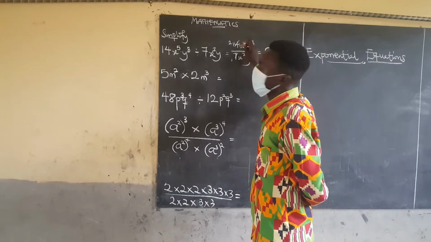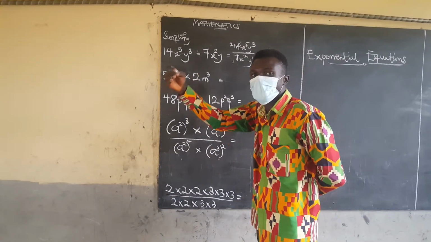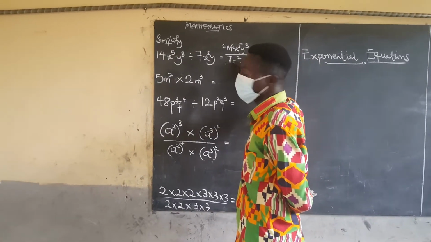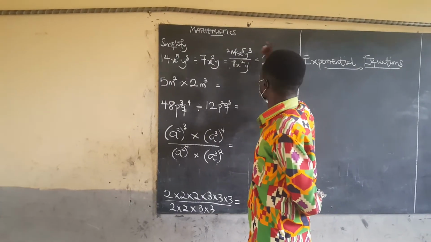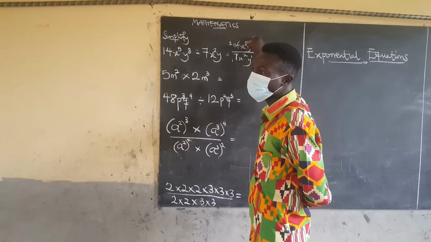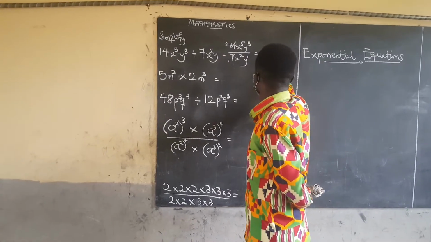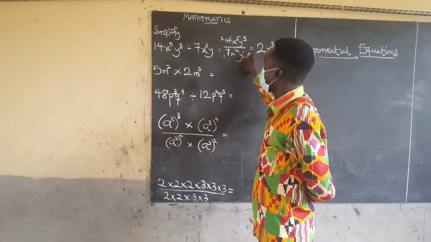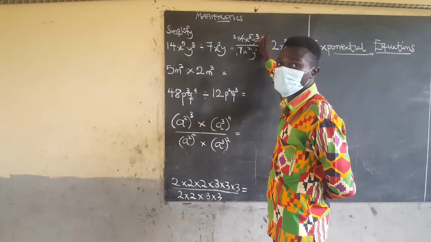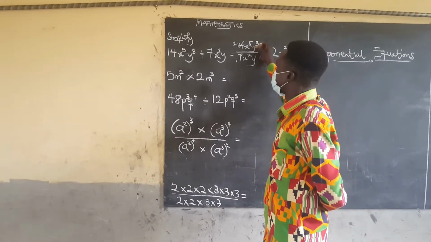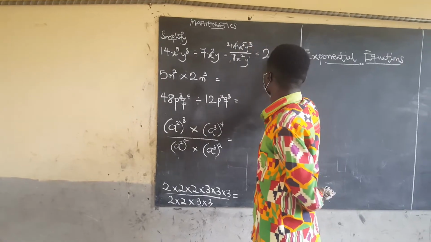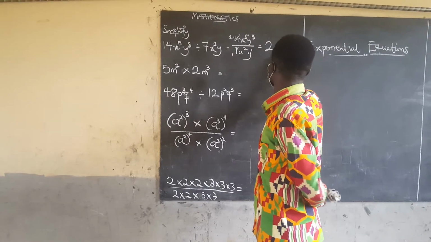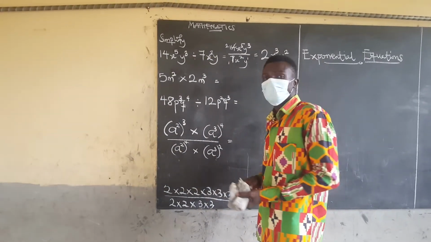I'm dividing. I have x to the power 5 and x to the power 2. Because the bases are the same, I will subtract the powers. So I will subtract 2 from 5. That will give me 3. So this will give me x raised to the power 3. Here too, y is the base here, y is the base here. So bases are the same, I'm dividing, subtract the powers. So if you subtract 1 from 3, you are going to get 2. So this is the answer for this one.